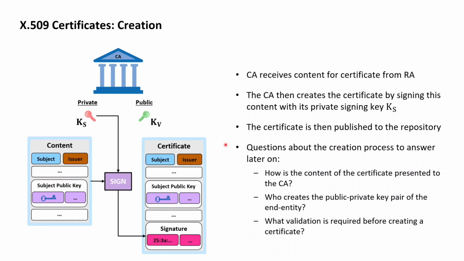Our first question we have left to answer is how exactly is the content of the certificate technically presented to the registration authorities and the CAs? Who creates the public-private key pairs of the end entities? Is it the end entities or is it the CA? And also, what validation is really required by the registration authorities before the request of an end entity for a certificate can be granted?